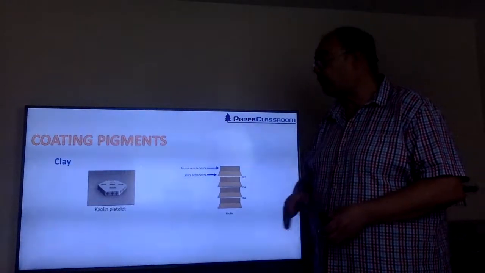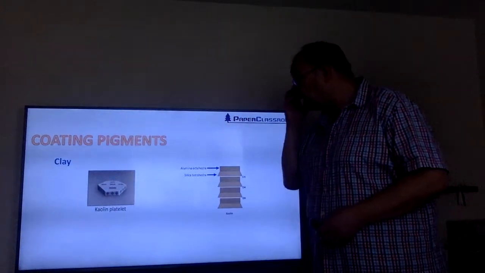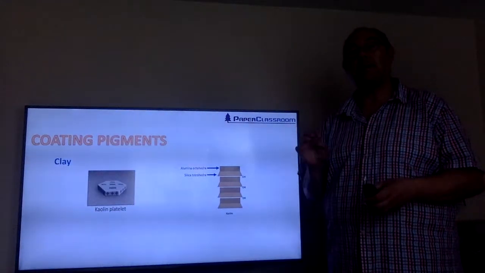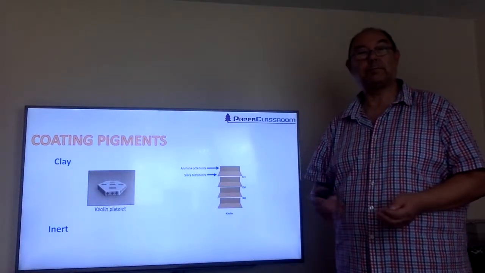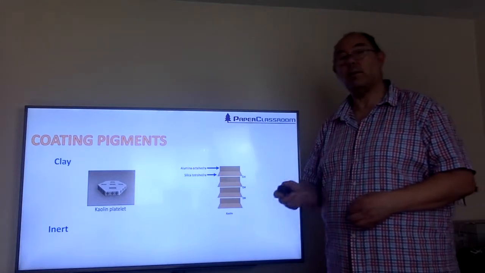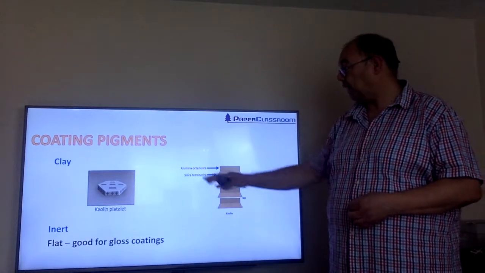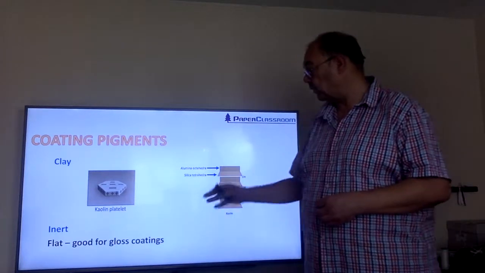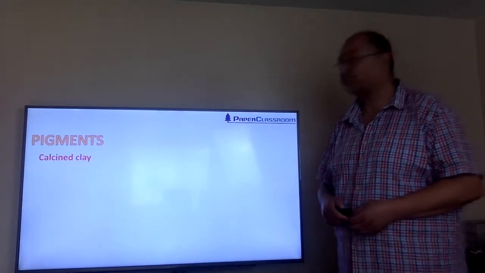Clay particles are very flat, as you can see, so these are typically used for making glossy coatings. Chemically, they're relatively inert, and the flatness means they're really good for providing glossy coatings.